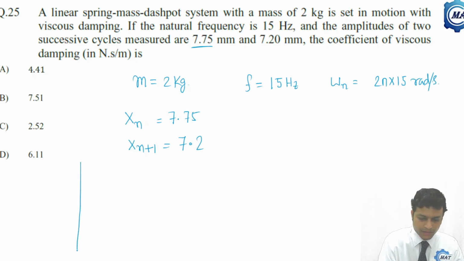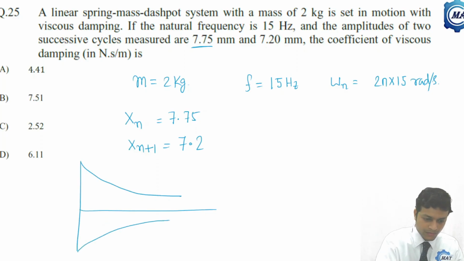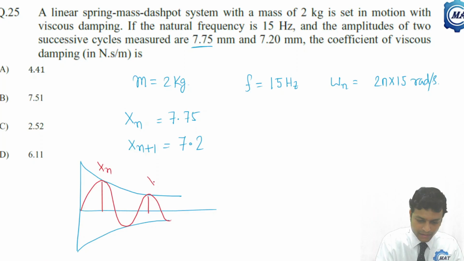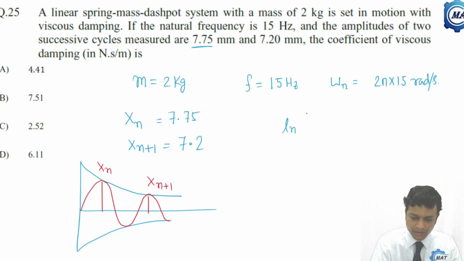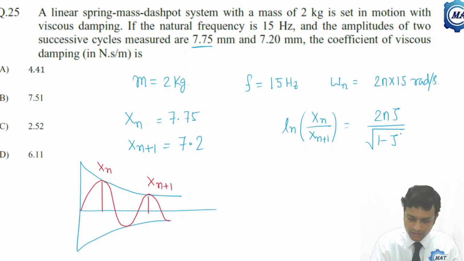We have seen the amplitude is reducing cycle by cycle. So here it is xn and here it is xn plus 1. What is the logarithmic ratio of this? We know ln of xn by xn plus 1 is 2 pi zeta over root over 1 minus zeta square. So zeta is the damping factor.